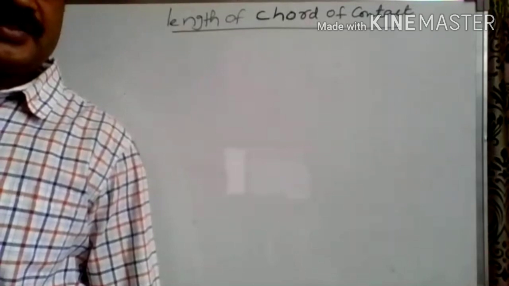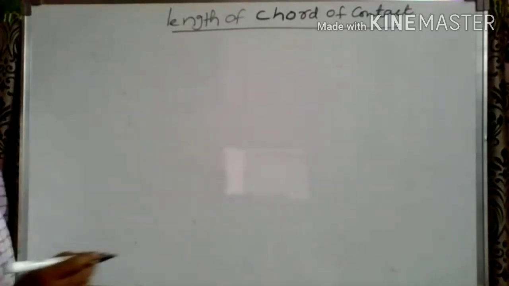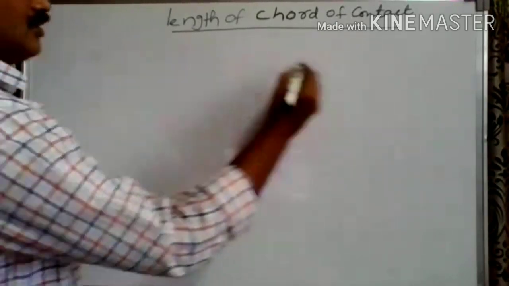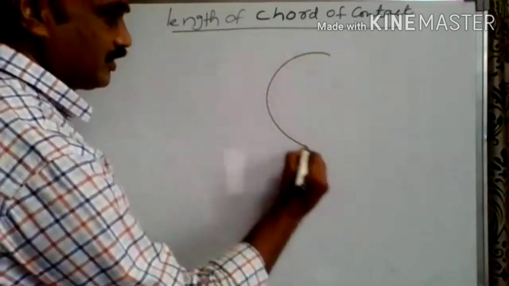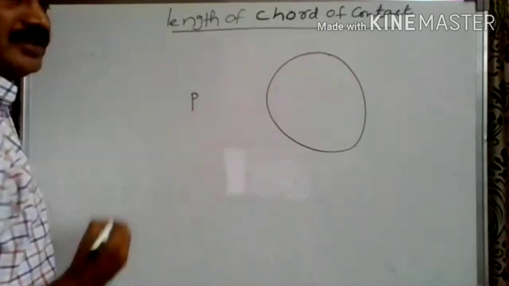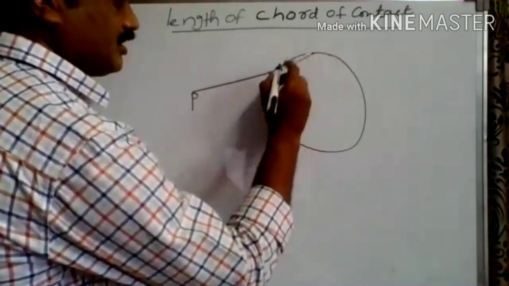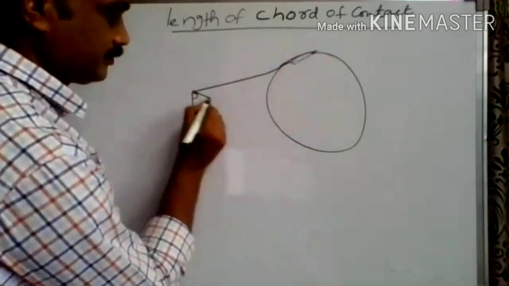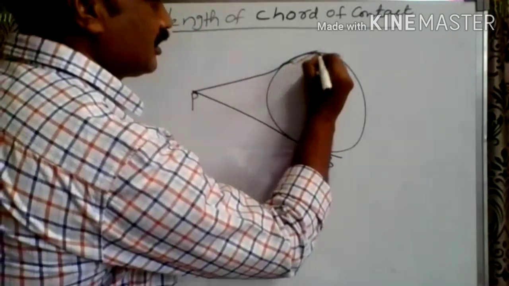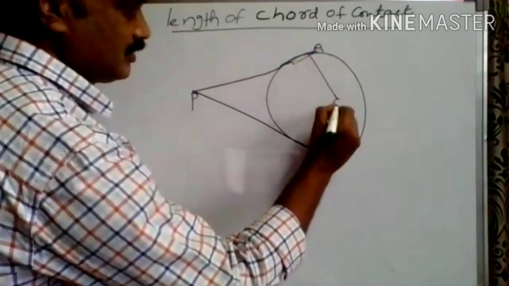Today we discuss the length of the chord of contact. Students, from an external point we can draw two tangents. Suppose this is the external point; the tangents touch the circle at A and B. This is B, this is A, and this is the center.